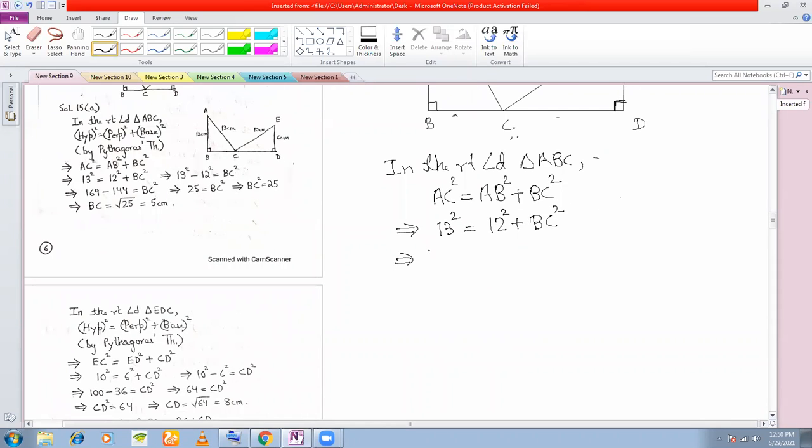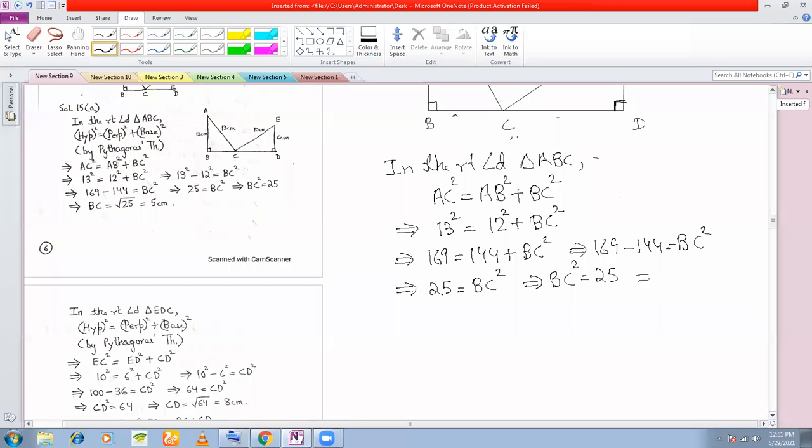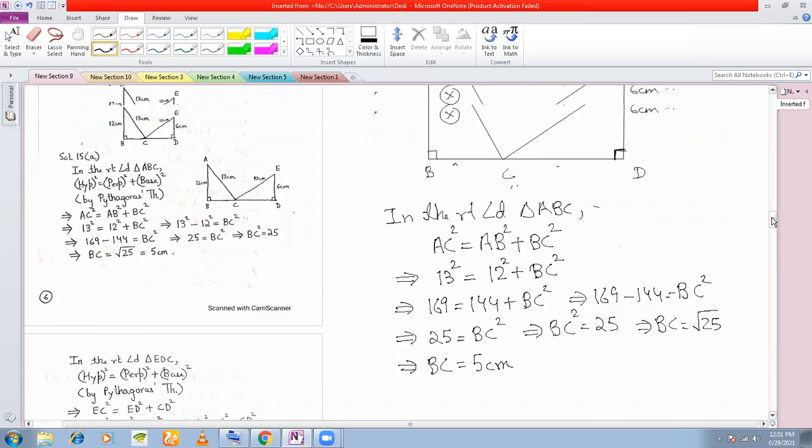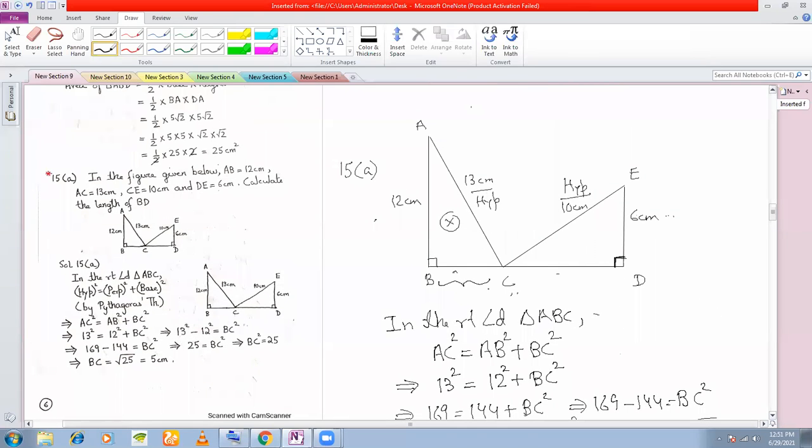Right. Now 13 square is 169, and this is 144 plus BC square. That means 169 minus 144 must be equal to BC square. 169 minus 144 is 25, which is equal to BC square. That means BC must be equal to the square root of 25, so BC is 5 centimeters. Fine. So we have calculated the length of BC.